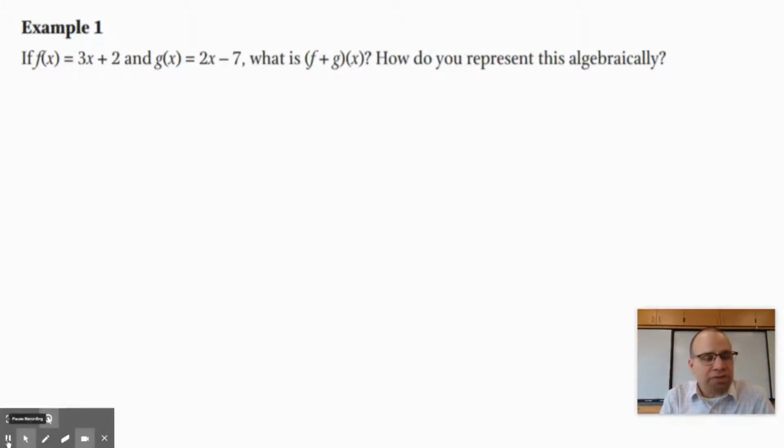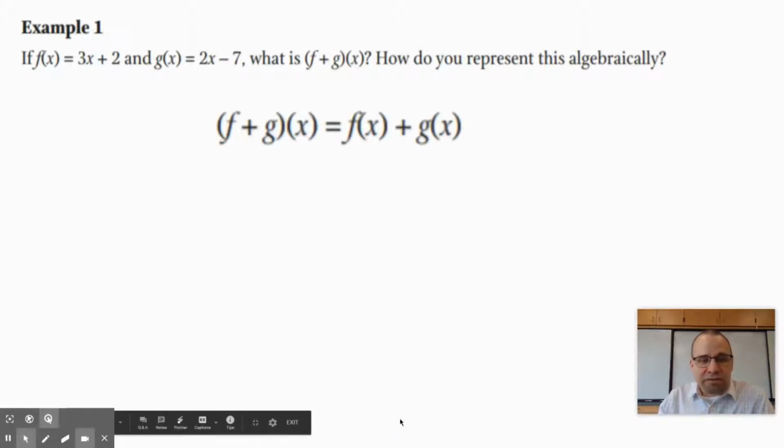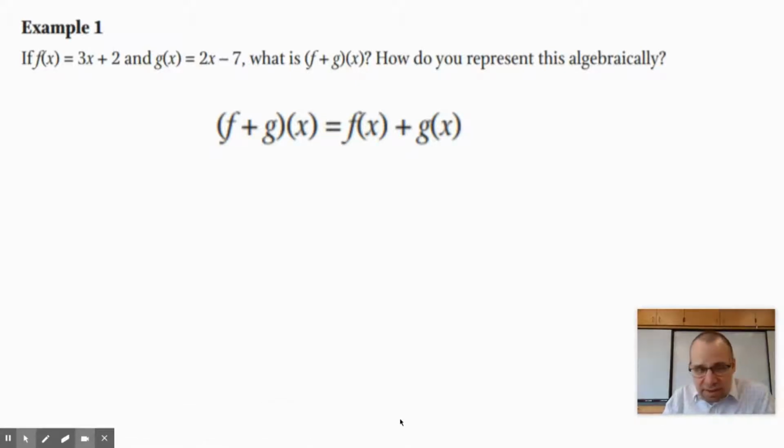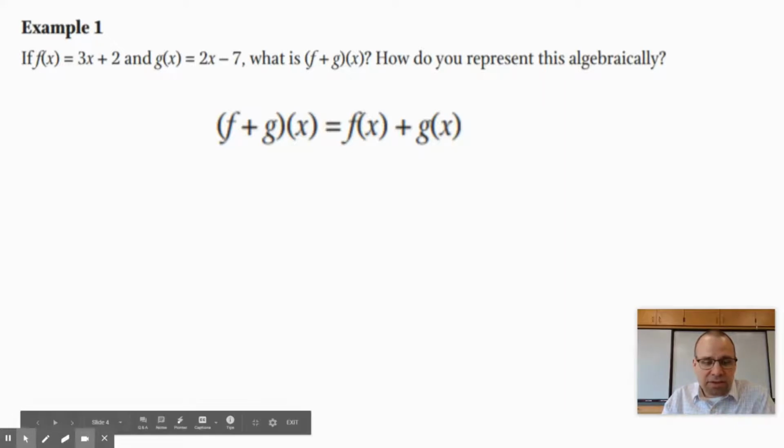So in example 1, I have two functions. f of x is equal to 3x plus 2, and g of x is equal to 2x minus 7. What is f plus g of x, and how do you represent this algebraically? It's pretty straightforward. When you have f plus g of x, f of x plus g of x is going to be your answer. You're just going to add the two functions together.